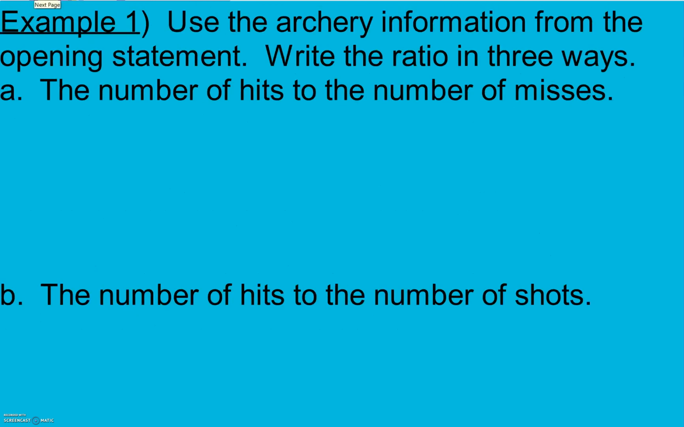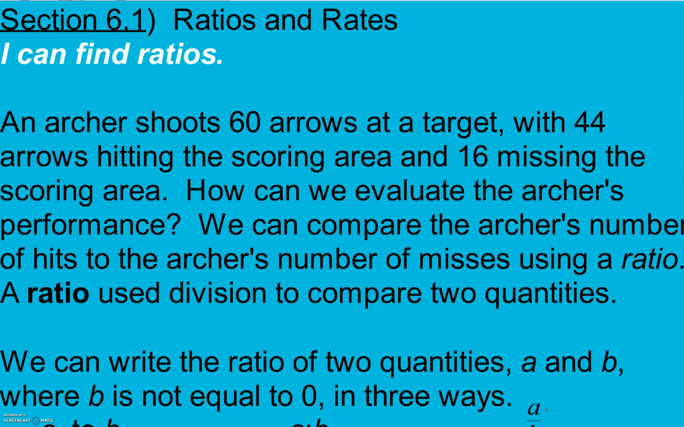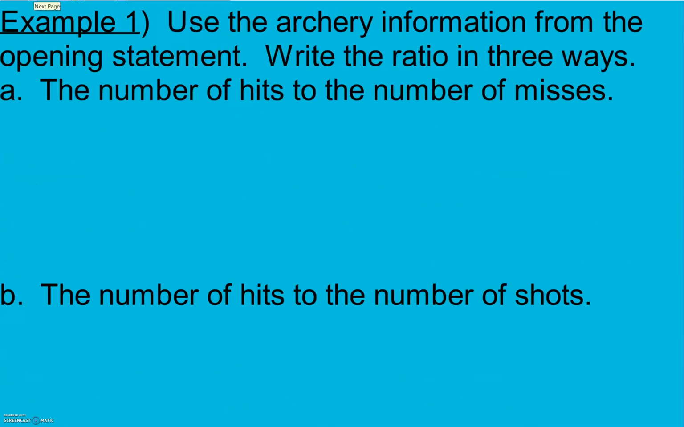Example 1, we're going to use archery information from the opening statement. Write the ratio in three ways. So we want the number of hits to the number of misses. If we look back, the number of hits was 44, 16 was misses, and there were 60 total.